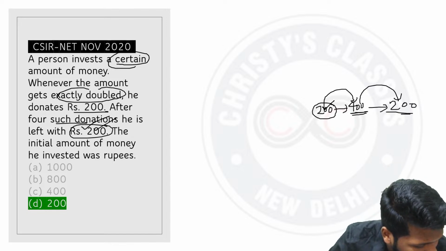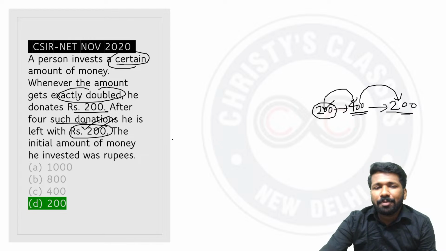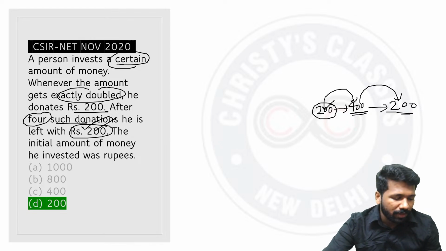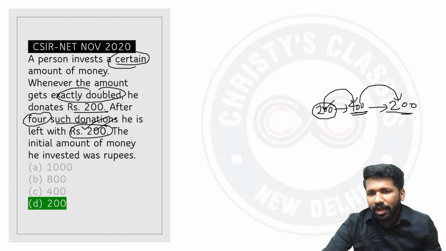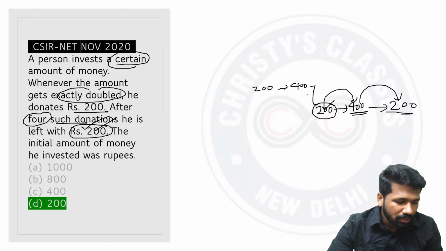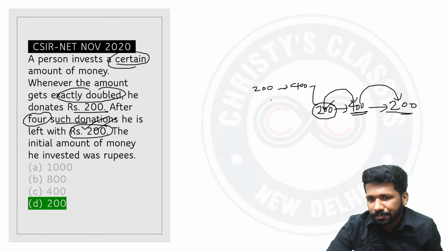All of you understood this? Now you have to repeat this process for completing these 4 donations. We are going in the reverse order. Why is this 200 remaining? Because he donated 200 rupees. So before donating that he had 400 rupees. Why 400 rupees? Because he doubled his money. So 200 doubled is 400. This is the third donation.